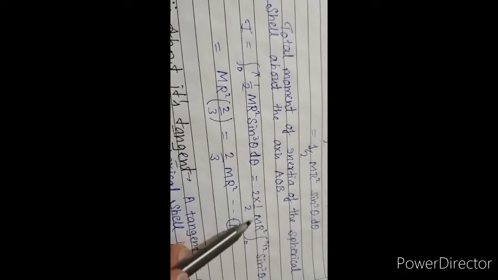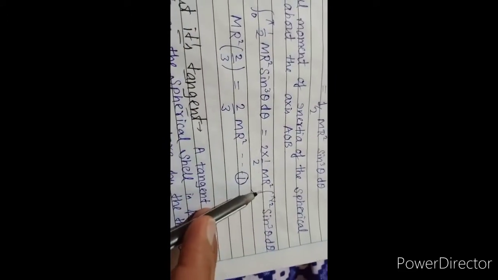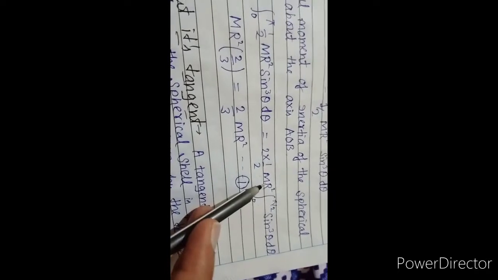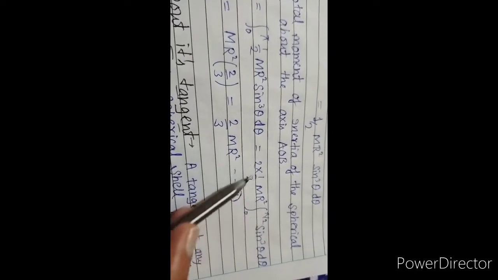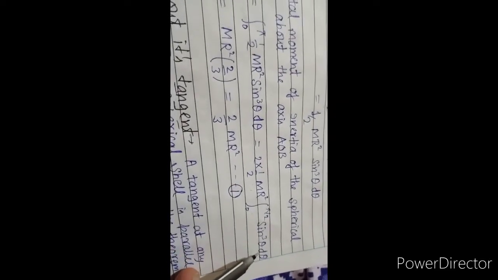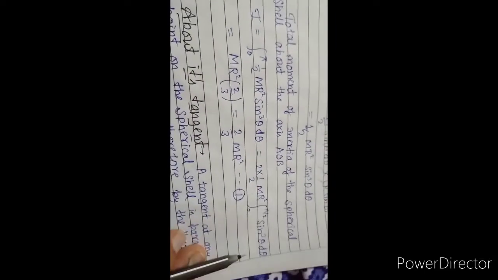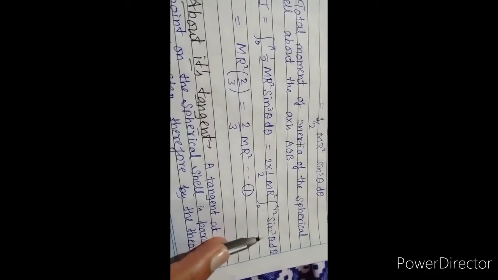So here 2 into 1 by 2 will cancel each other, and in m r square, m is the mass which is constant, and the radius will also be constant. Both the terms will not change. You can see from the diagram that the mass and radius are not changing. These are constant quantities, and we are left with sine cube theta d theta. So now we will integrate it and put in the limits.